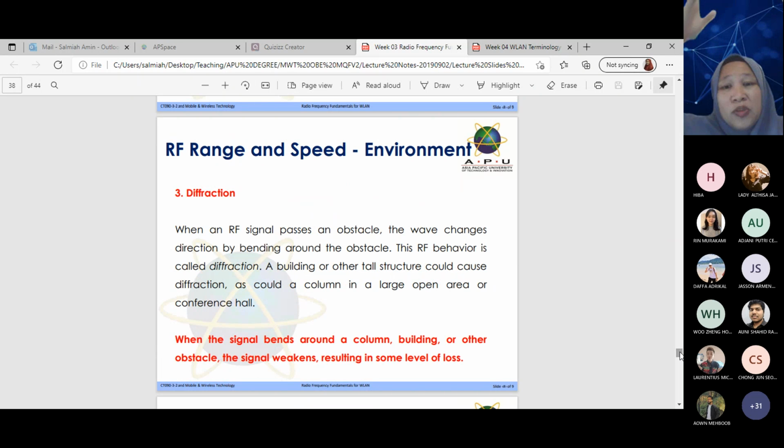Diffraction, normally we talk about tall buildings. Tall buildings like in KL area, left, right, all tall buildings. That's why the signal will be affected.